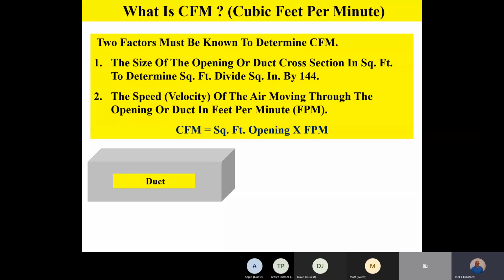We want to size it to deliver 400 CFM per ton of cooling. So if I've got a 2-ton unit sitting outside, I'm going to need to design my ductwork to deliver 800 CFM, total CFM into that space.